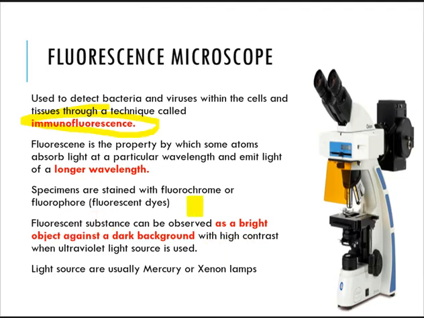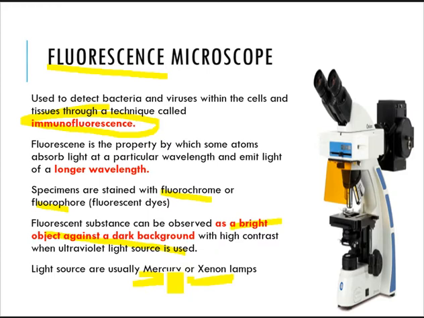Now specimens are stained with fluorochrome or fluorophore. These are your fluorescent dyes. A fluorescent substance can be observed as a bright object. Take note, a bright object against a dark background for your fluorescence microscope, with high contrast when a UV light source is used. Take note that the light sources are usually mercury or xenon lamps.